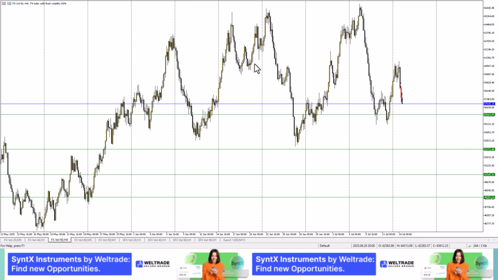I want to show you this top-down analysis that you can use to trade. This is a strategy based on top-down analysis, and you're going to be getting your entries on the M1.